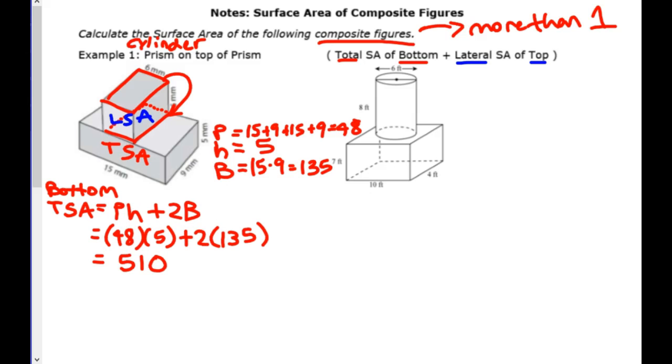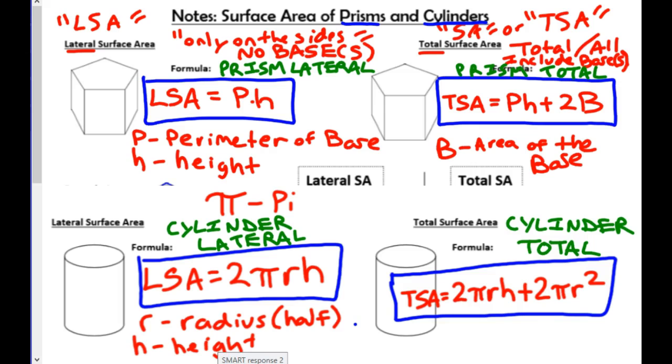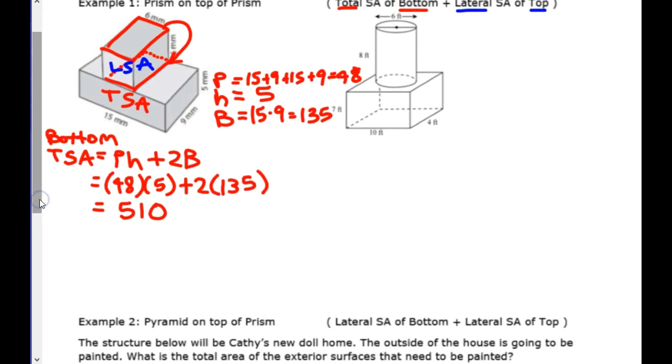And that's just the bottom's total surface area, right? Now we go to the top, and we need to find the top's lateral surface area, okay? Now lateral is easier than total. It's just pH, right? I'll remind you, all of our formulas were on this sheet, which you should have, but we do have copies of it. So remember, lateral is pH. So let's do that. I'm going to move this down a little bit. So the top's lateral surface area is just P times H.